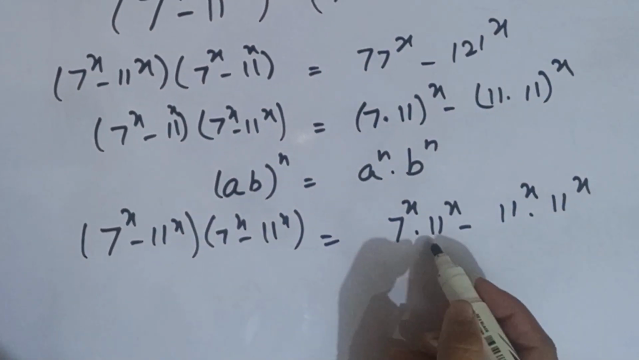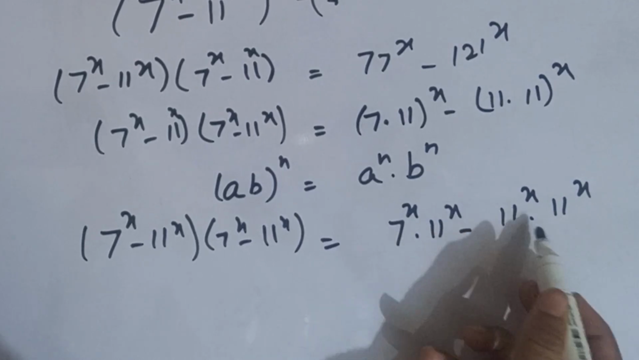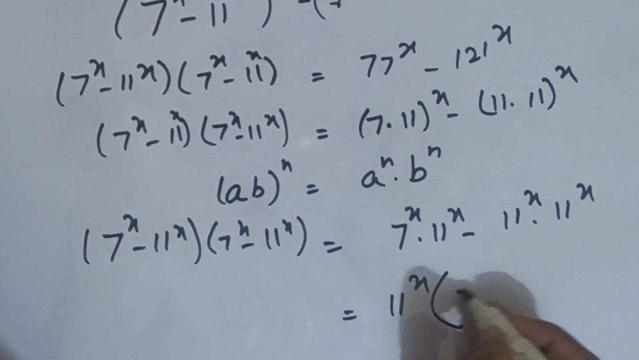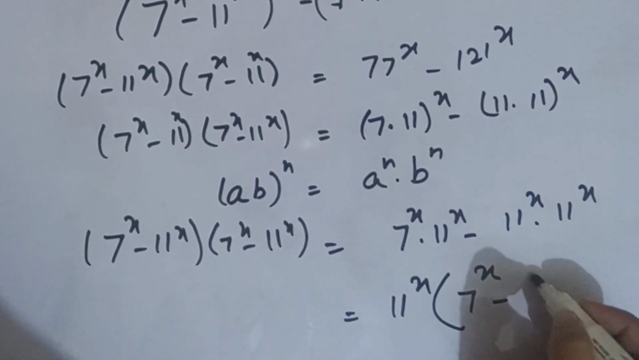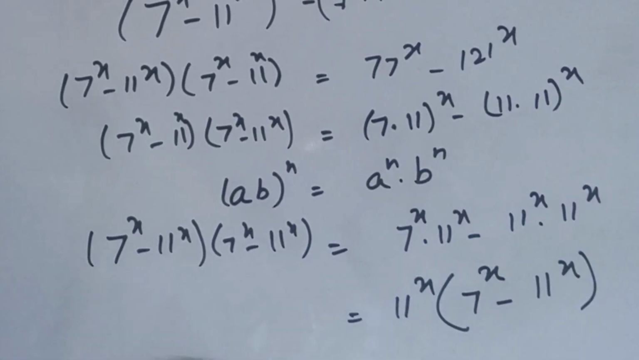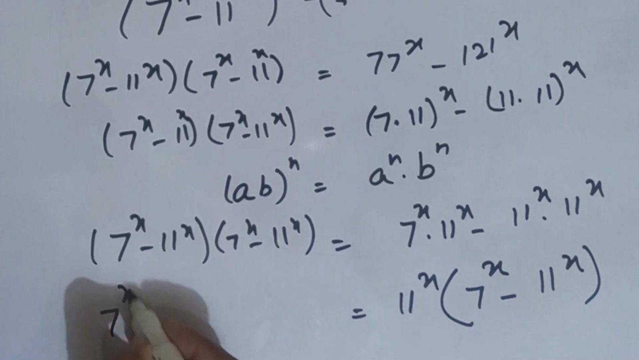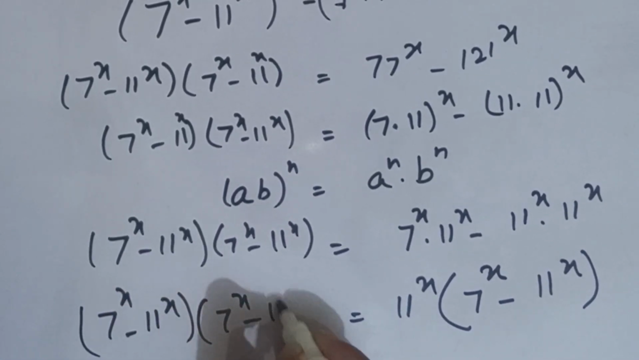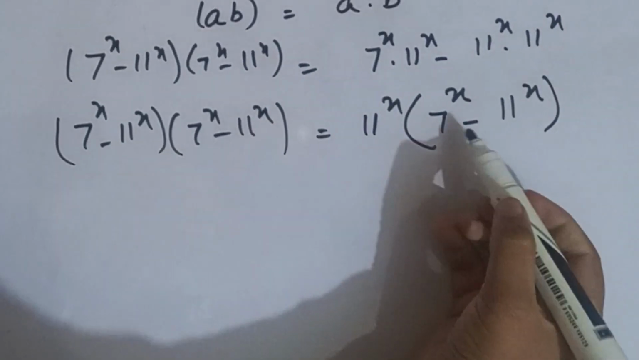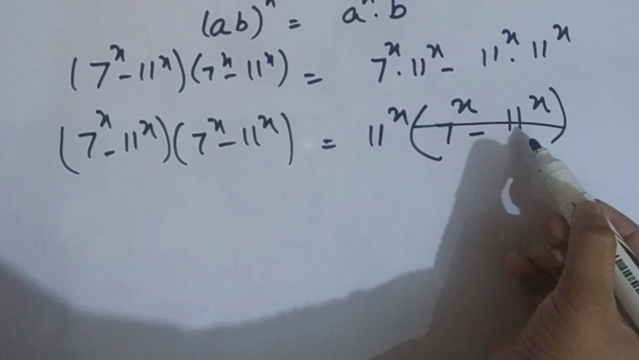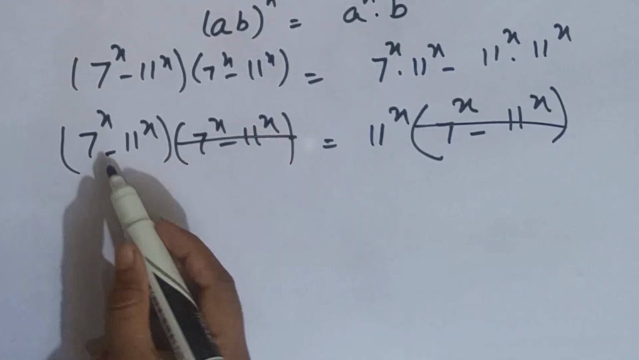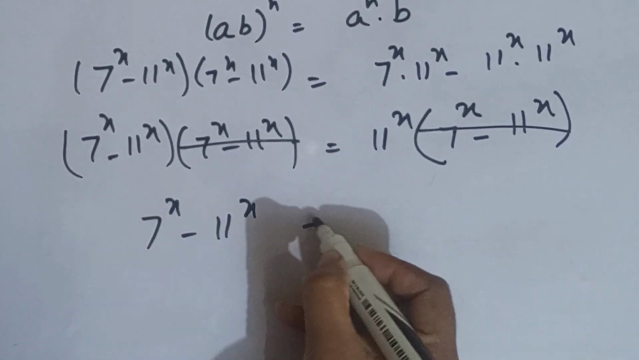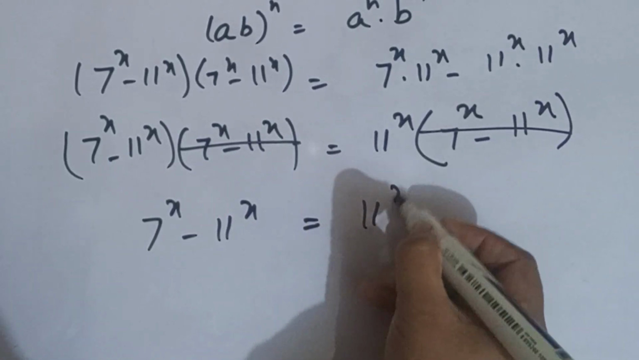And look at this, 11^x is involved in these two terms. So we factor out 11^x. Then the first term is 7^x, and this will be 11^x. And we copy this side: (7^x − 11^x) multiplied by (7^x − 11^x). Now in the next step, this whole term will cancel with this one, and the remaining value is 7^x − 11^x.